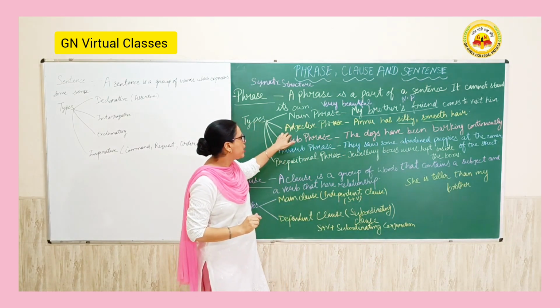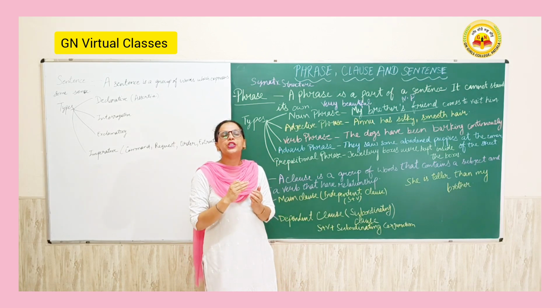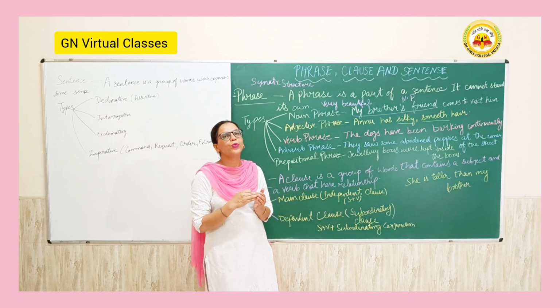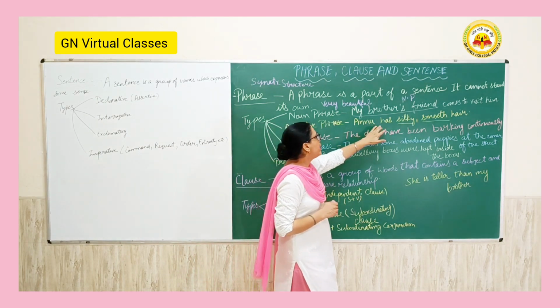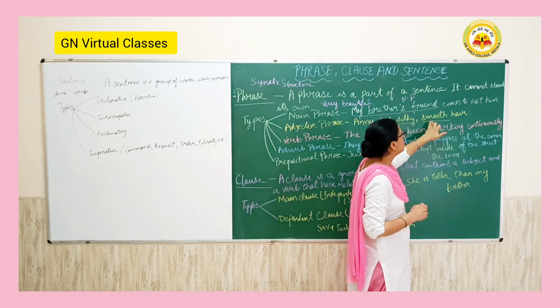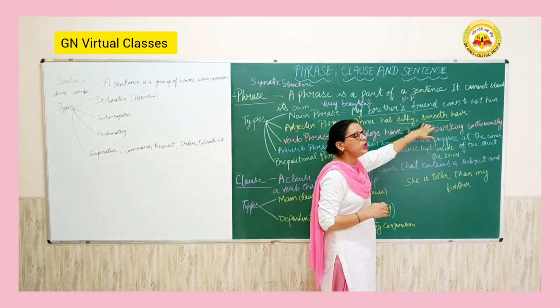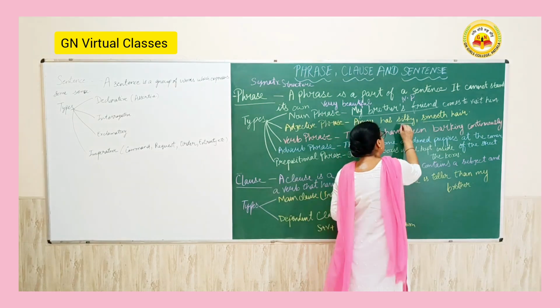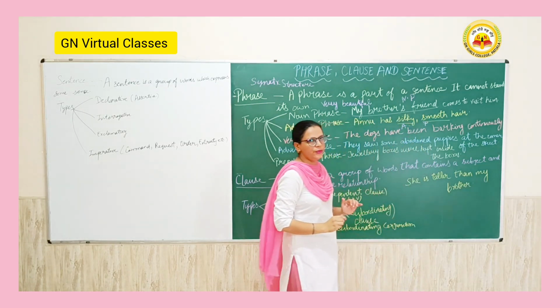Second one is adjective phrase. What is an adjective phrase? The words which describe or modify a noun or a pronoun, also defining the quality of a noun or pronoun, are called an adjective phrase. For example, Anu has silky smooth hair. In this sentence, silky smooth is an adjective phrase.